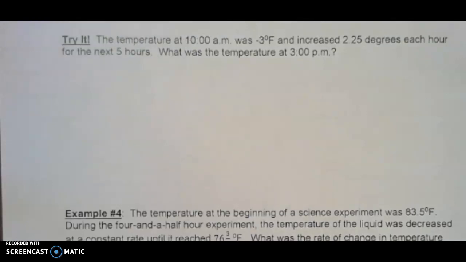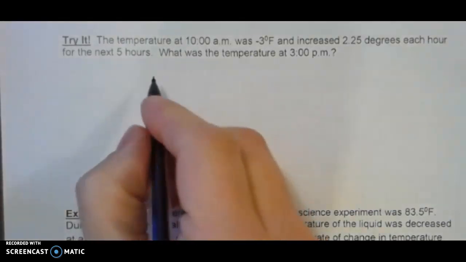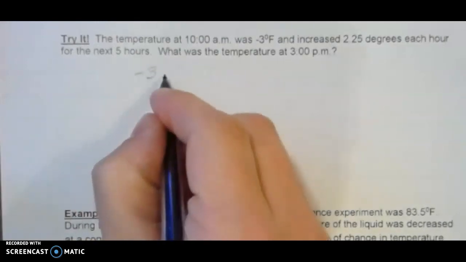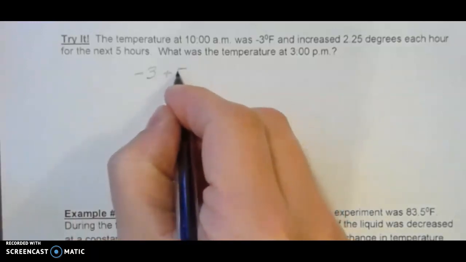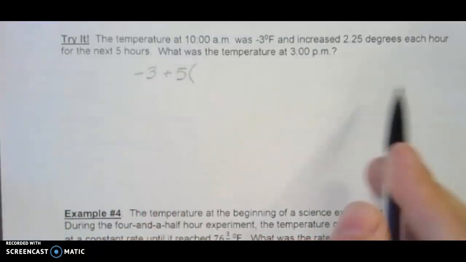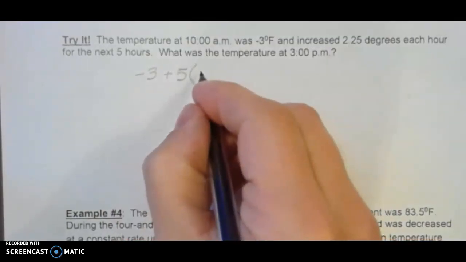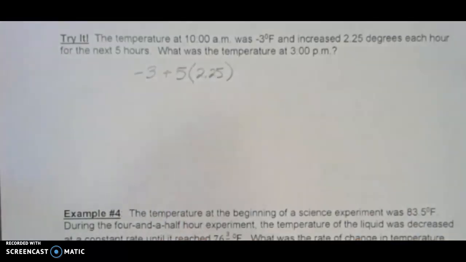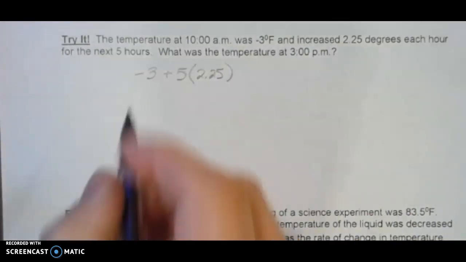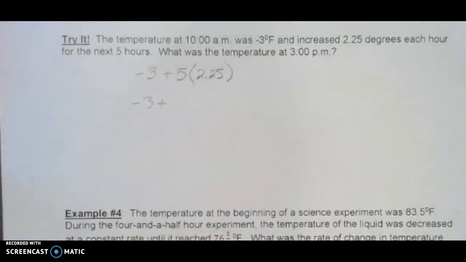The next problem tells us that the temperature at 10 a.m. was negative 3 degrees Fahrenheit, and it increased 2 and 25 hundredths degrees each hour for the next 5 hours. What's the temperature going to be at 3 p.m.? So we're going to have a similar setup here where our starting temperature is negative 3, and we have to add the change. Well, this time it's going to happen over 5 hours, and each hour it's increasing 2 and 25 hundredths degrees. So this is going to be a positive 2 and 25 hundredths. So again, we have to figure out what this change is going to be first. We're going to have negative 3 plus something.